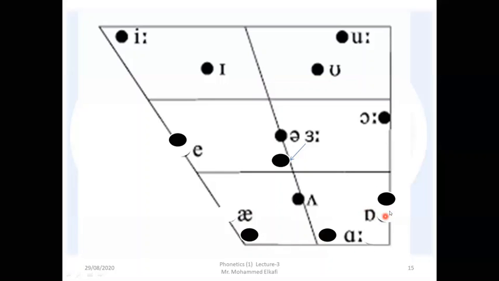And here we'll find o, as in God, hot. Okay. Here we'll find o, as in horse. This one is u, as in put and football. But this one is oo, food, oo. This one as in foot, oo. Okay.